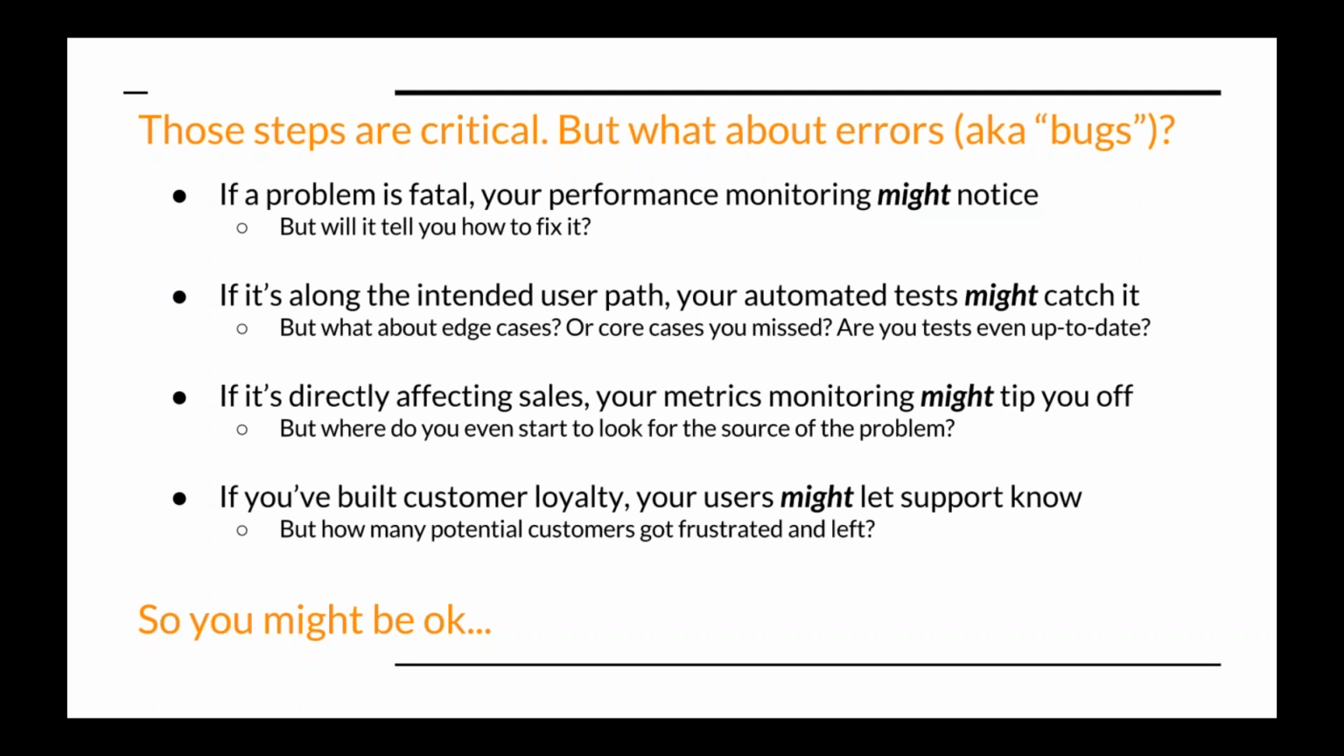If a bug or an error is directly affecting your sales, your metrics monitoring might tip you off. If you see that sales are off 10% since your last release, you'll probably start figuring out that something is wrong, but where do you even start to look for the source of the problem? You probably start looking at the checkout page or the last place they buy, but it could be that the problem is 6 steps earlier, or that it's only affecting a certain browser or some other issue. So you're really back to guessing again, trying to figure out what is this problem that's costing me revenue and how do I get it fixed as quickly as possible.